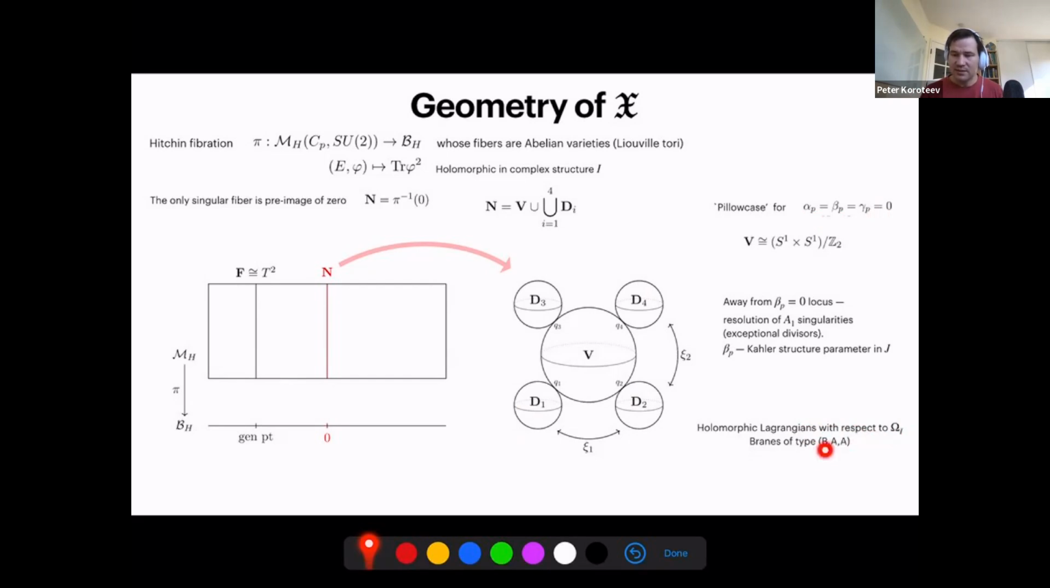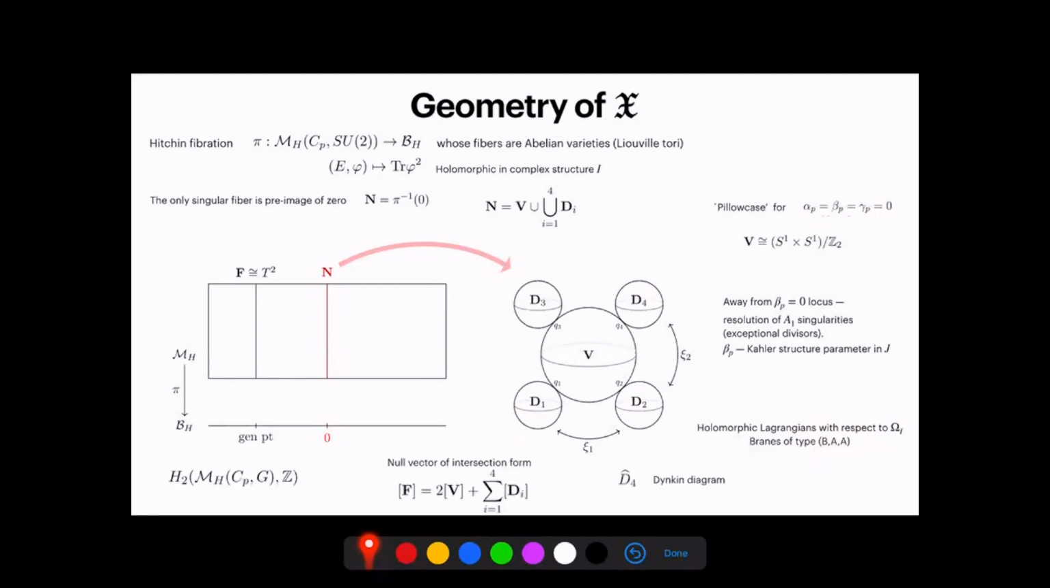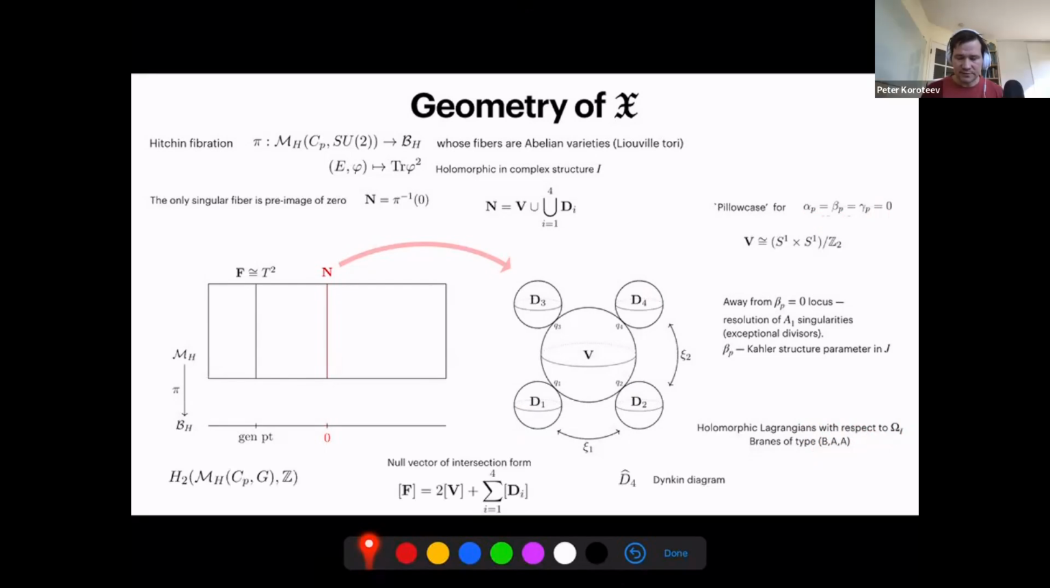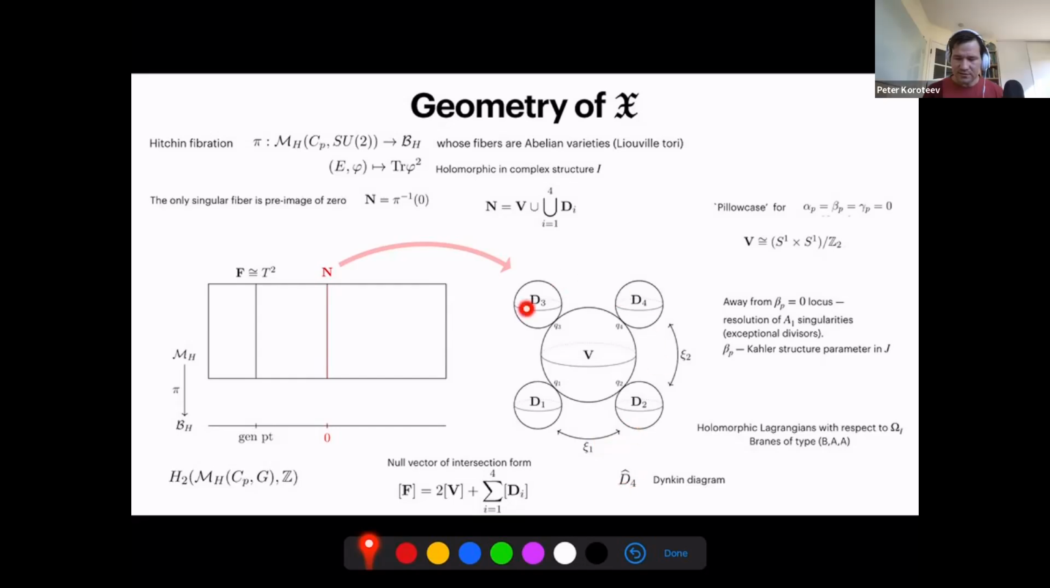So holomorphic in B, Lagrangian in A, in J, and Lagrangian in K. But that can change. Okay, so is your base, Peter, actually P1? Yes. Thanks. Now the intersection form of this fiber is the Dynkin diagram for an affine D4, and it has one null vector.